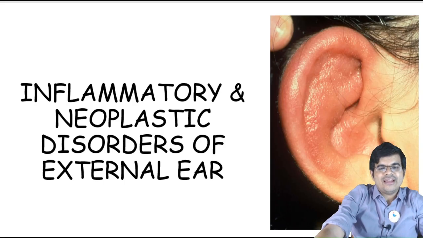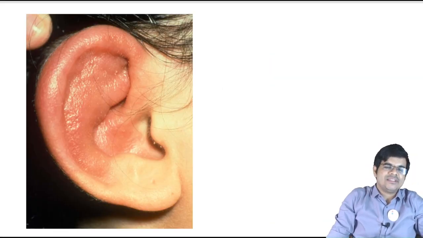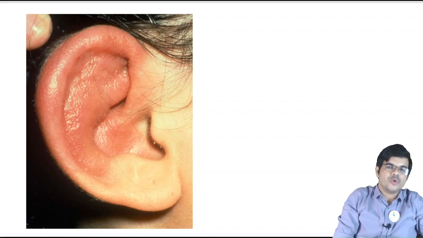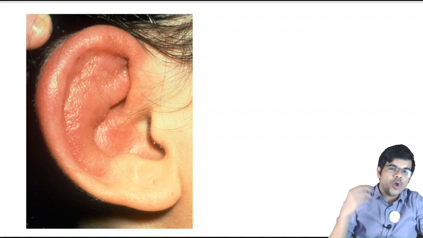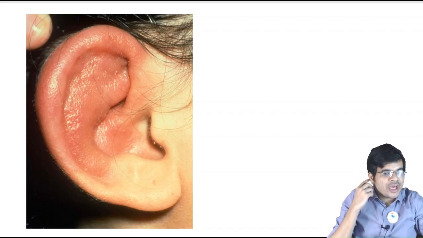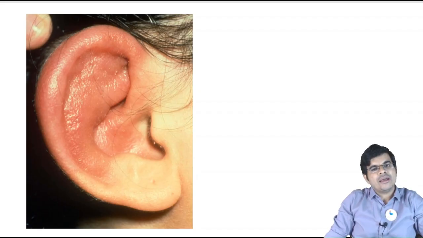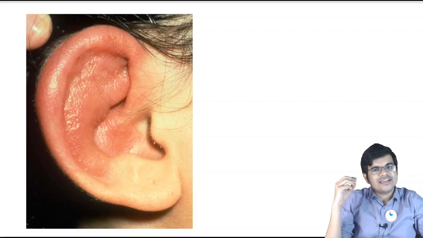First of all, let's see what this condition is. If you look carefully in this picture, which may be asked as an image-based question, you can see that the whole of the pinna is red and inflamed except for the area of the ear lobule. In the ear lobule, it looks normal. The rest of the pinna is red and inflamed.